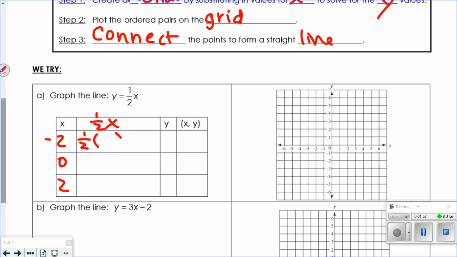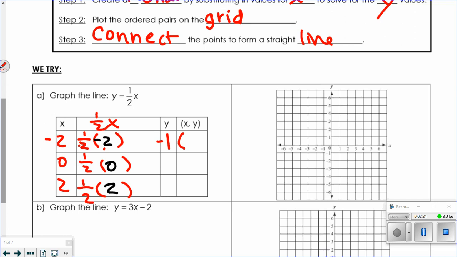So I'm going to substitute in that -2. Then I'm going to do the same thing with 0. Half times 0. And I'm going to do the same thing with 2. Half times 2. So then once I have each of those, I'm going to actually solve for y. You can do in your calculator 1 divided by 2, which is 0.5, times your -2. And when you do that, you should get -1.